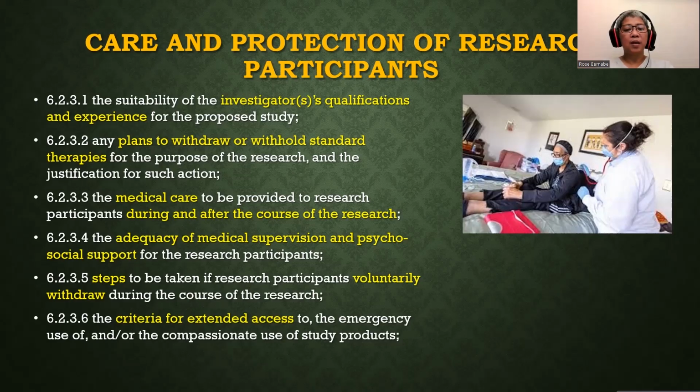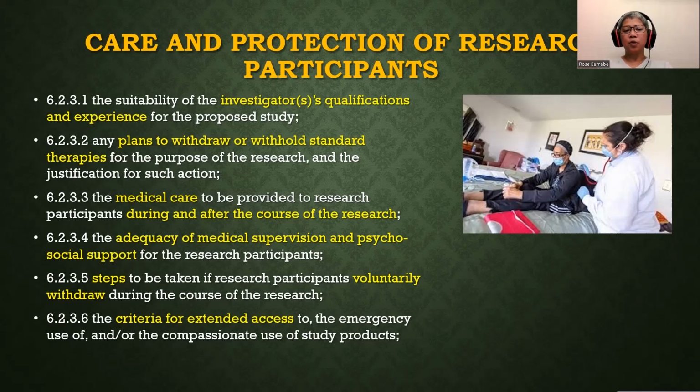The medical care that will be provided to research participants during and after the course of the research. So during the research, in the different arms, what will be the interventions provided? Will there be placebo? After the research, is there a need for continuous intervention, and if so, will this be made available, and in what form? The adequacy of medical supervision and psychosocial support for the research participants.